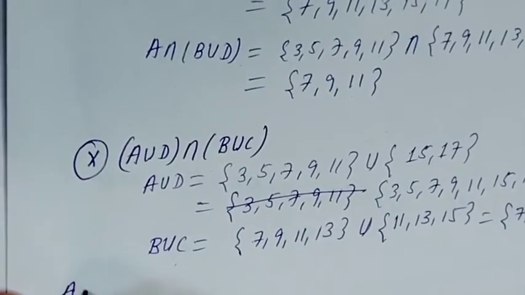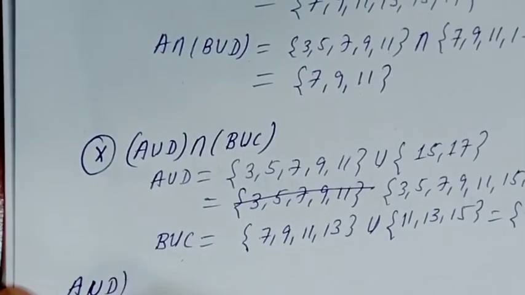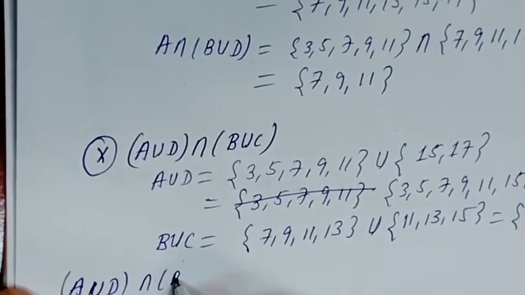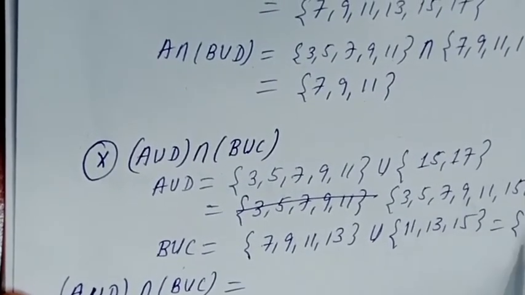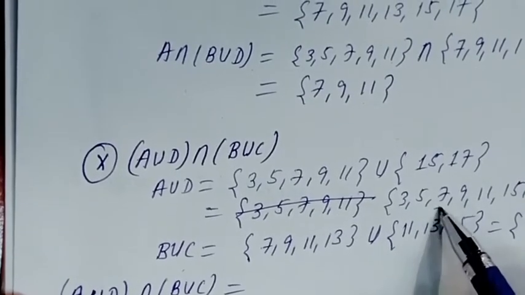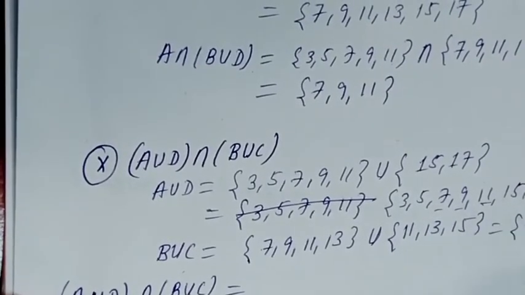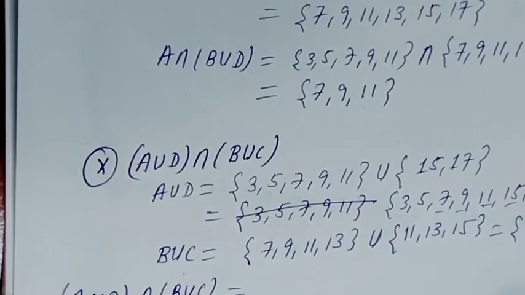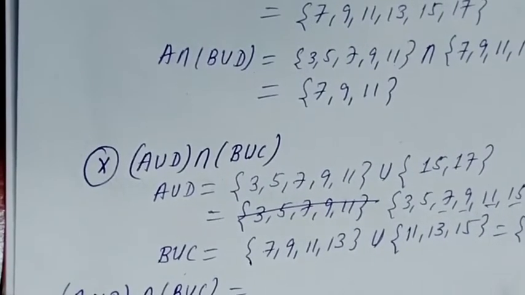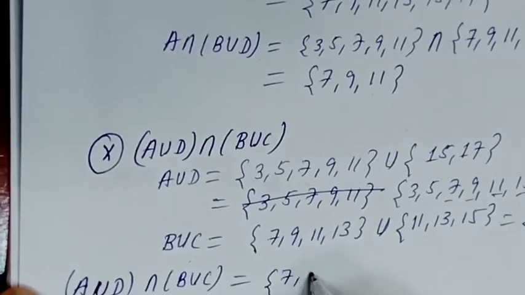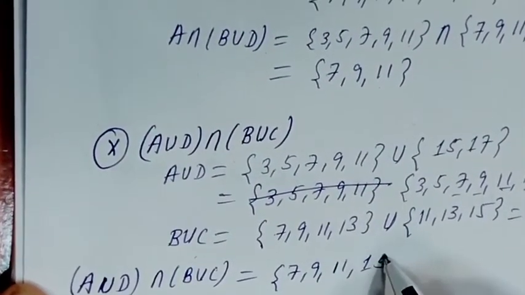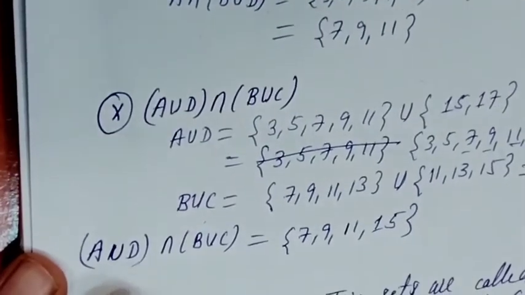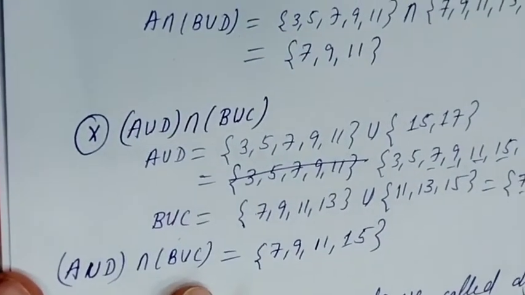Now directly I am writing the result: (A union D) intersection (B union C). What are the common elements? 7, 9, 11 and 15. They are common elements, so we will take only these elements. 7, 9, 11, 15. So this is the intersection of A union D and B union C.